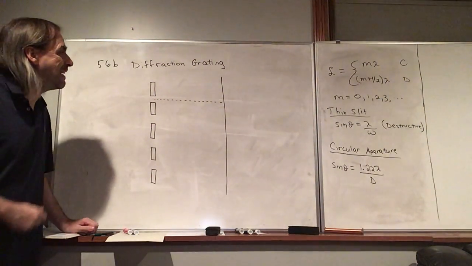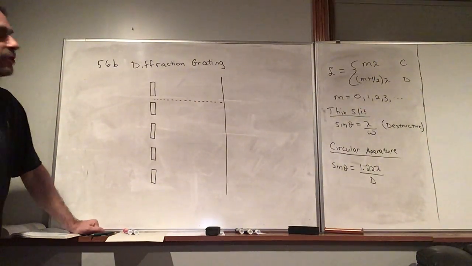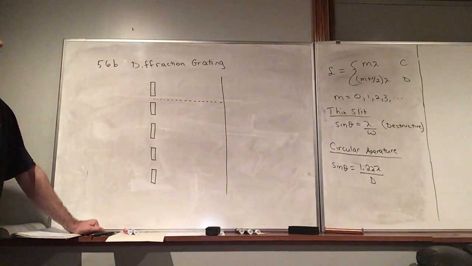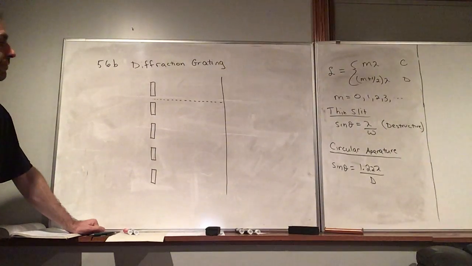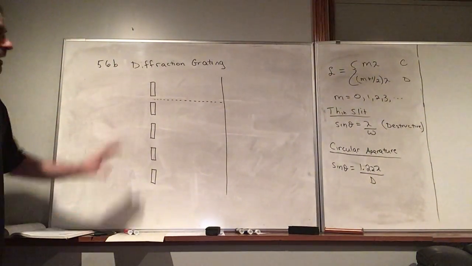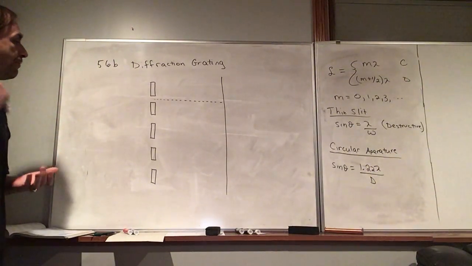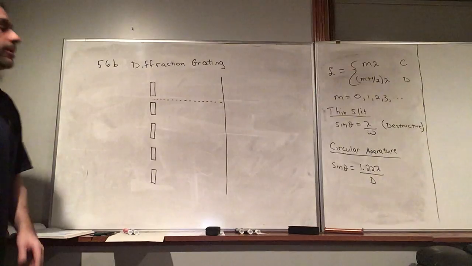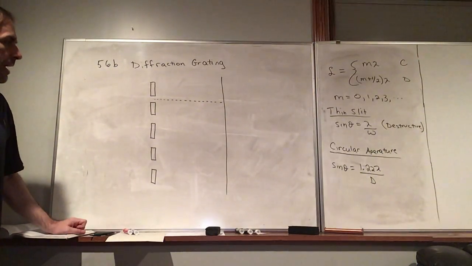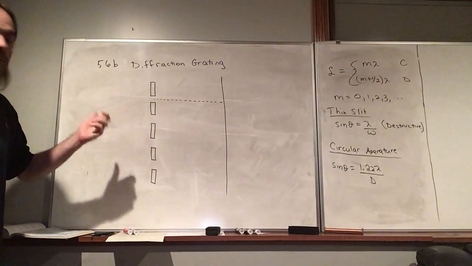So we're going to continue our discussion on diffraction by looking at a diffraction grating. What that is, we considered a single slit, either rectangular or circular, then a double slit experiment. Diffraction grating is very similar, except we have a barrier with a lot of slits in it.